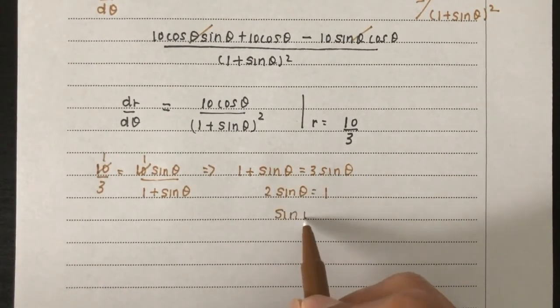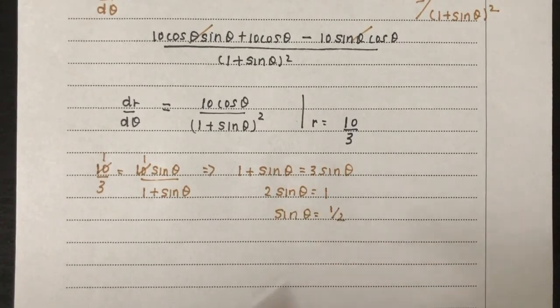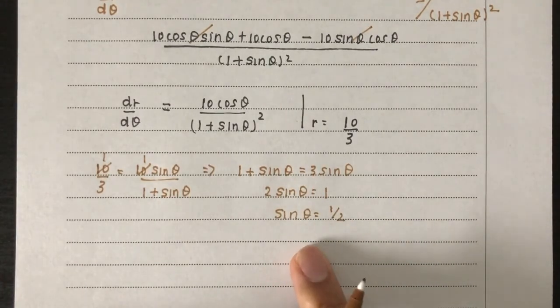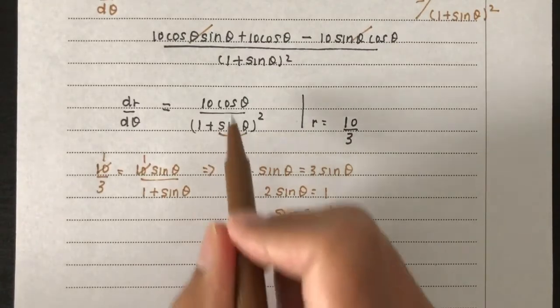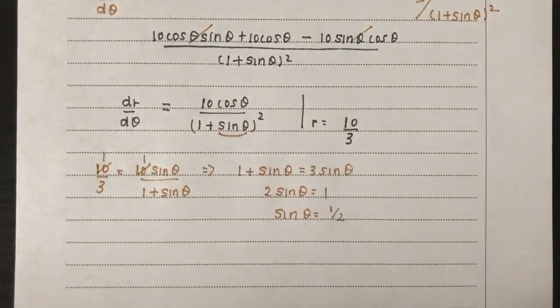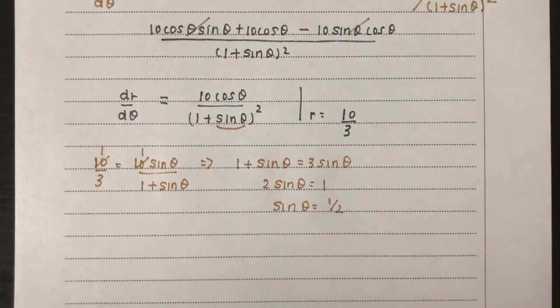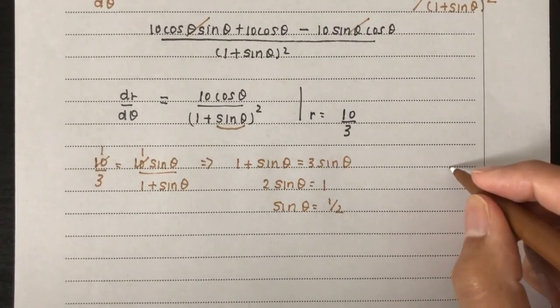So sine theta is equal to half. Okay, so now we know this value is half, but we have to know the value of cos theta. In this case, we can use a triangle to find the value of cos theta.